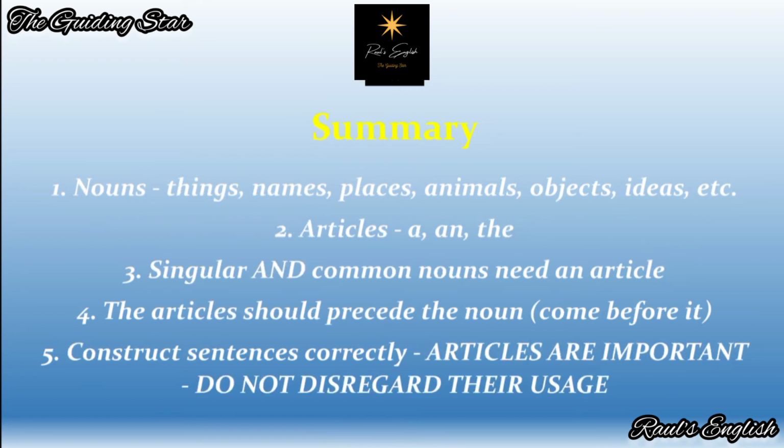Alright, let's just summarize what we learnt. So what are nouns? Things, names, places, animals, objects, ideas, all are nouns. What are articles? A, an and the. 3 articles. Singular and common nouns need an article. The articles should precede the noun. That is, they should come before the noun, not after it, or after 2 or 3 words or before 2 or 3 words. They should immediately precede it, right before it.